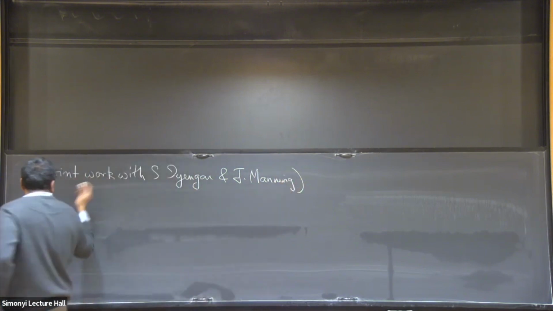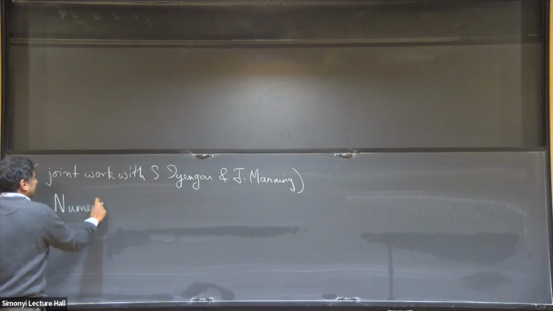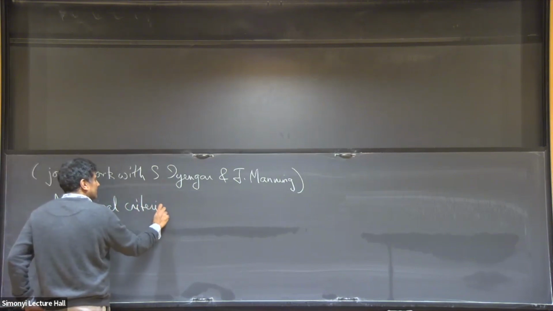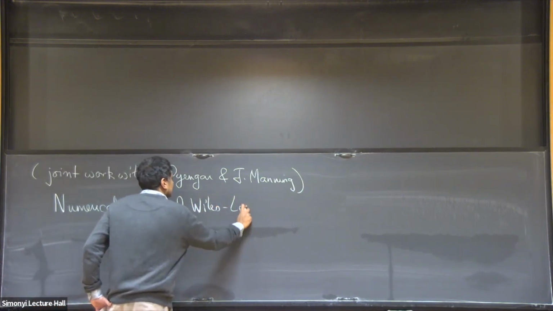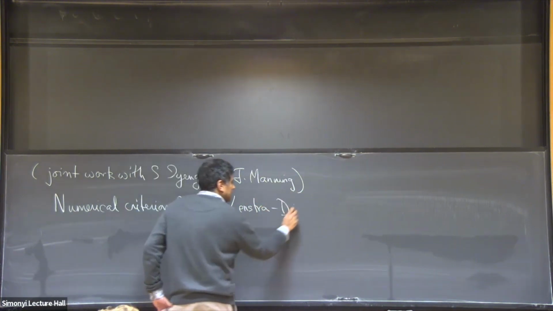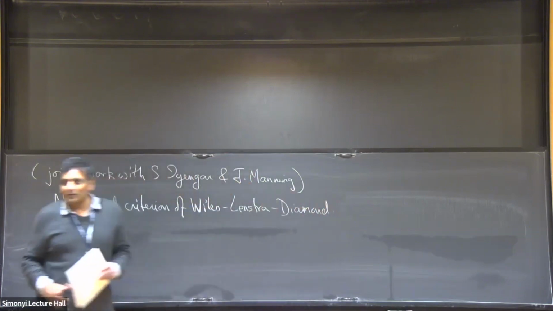The title is the numerical criterion of, call it Wiles-Diamond. So this was the criterion which showed up in a prominent way in Andrew Wiles' work on Fermat's Last Theorem. So Andrew Wiles, this is the venue in which he proved his great theorem.